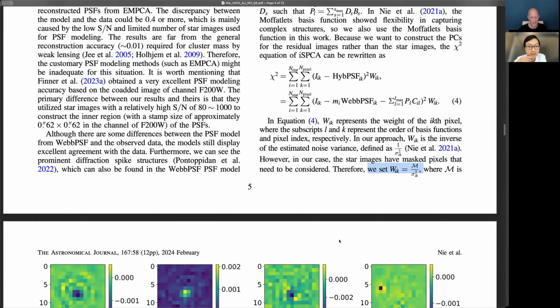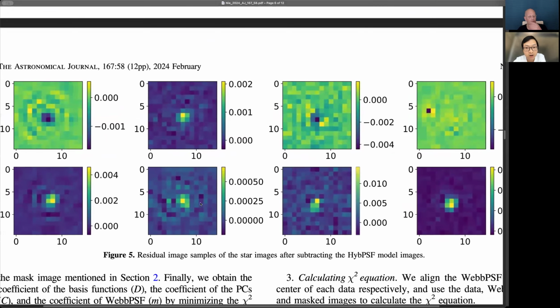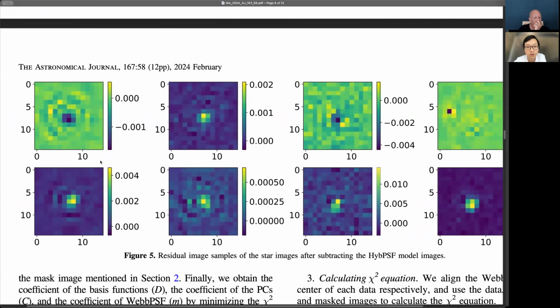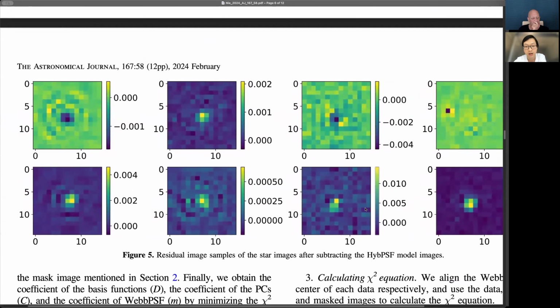So the examples for the HybPSF residues are shown in figure 5. We can see that the color bar of the residues goes to about several thousand, and the structure shows less correlations. So we can see that this is indeed improved.